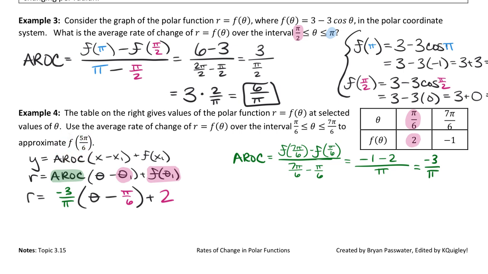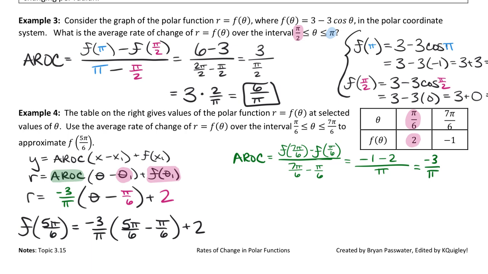5 pi over 6. So to actually answer this question, to answer f of 5 pi over 6, that means I'm going to do -3 over pi multiplied by the angle 5 pi over 6 minus 1 pi over 6 plus 2. What did I do there? Yeah, I just plugged it in. If we have an equation that will predict the future, we can use that equation to predict a value. It may not even be outside the range.